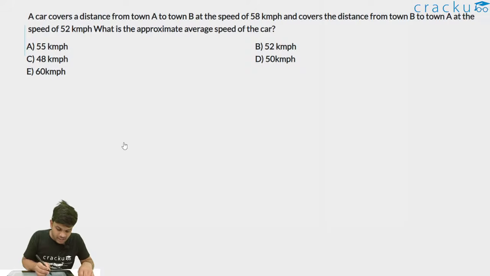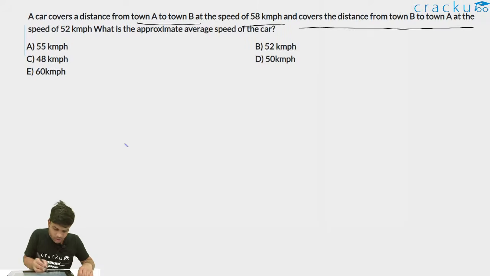Okay, so in this question it is said that a car covers a distance from town A to town B at a speed of 58 km per hour and covers the distance from town B to town A at a speed of 52 km per hour.